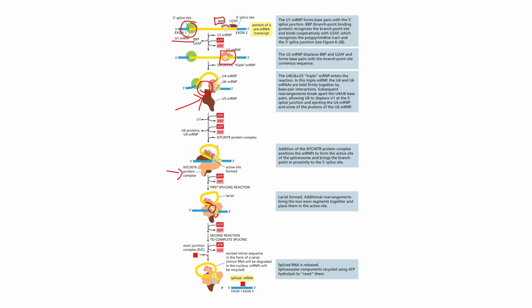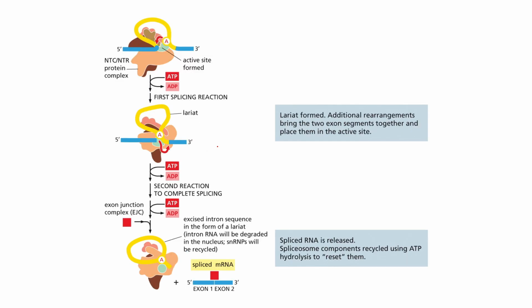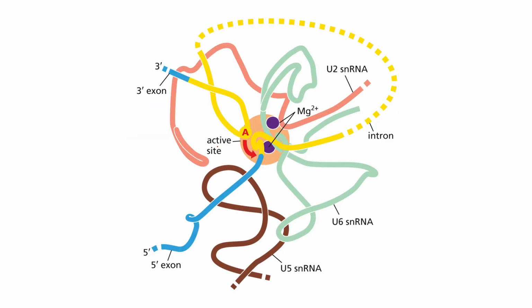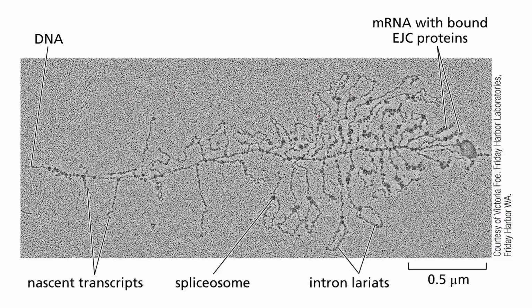So here's just a zoomed in interpretation, and we can see essentially what is happening. And don't forget, you still have magnesium involved. Not only is magnesium involved in polymerase 2, but it's also involved in the spliceosome activity. And then here's another electron micrograph. You can see the spliceosome complex right here with the lariats forming. So you can see the lariats here.